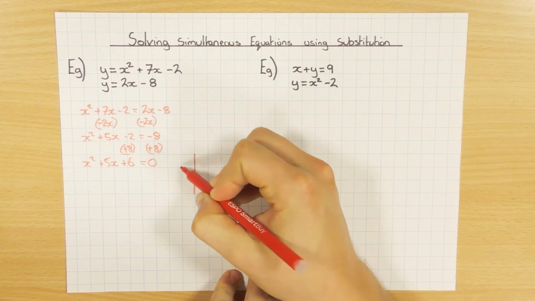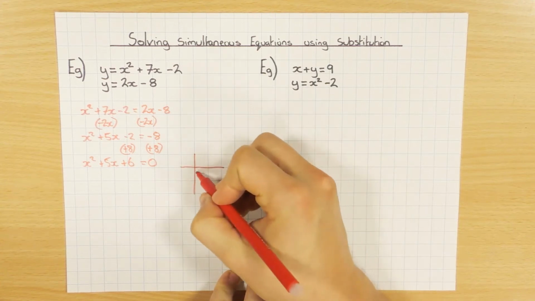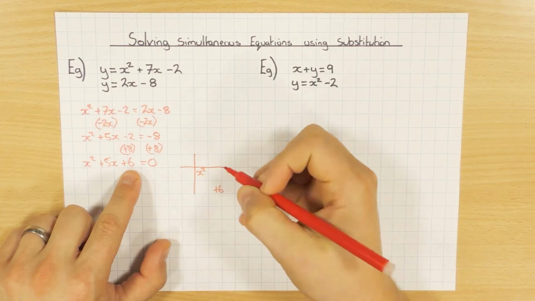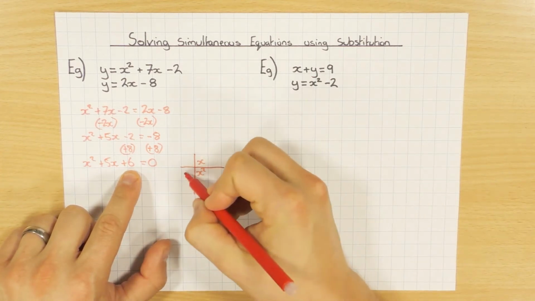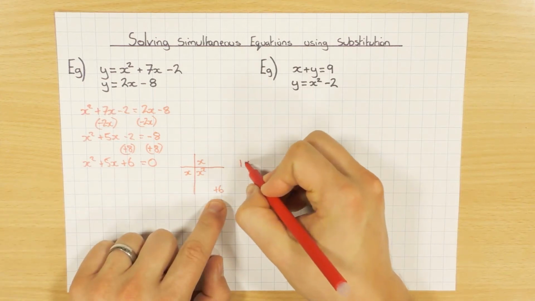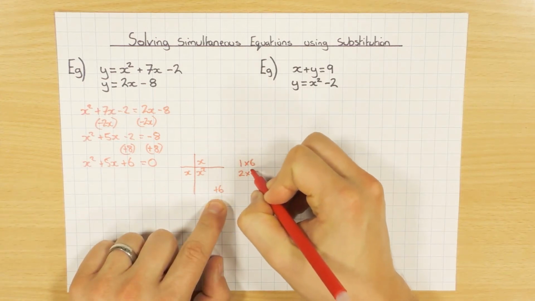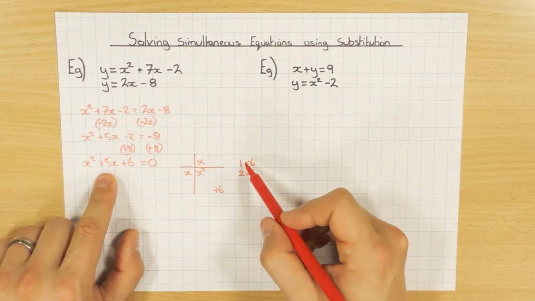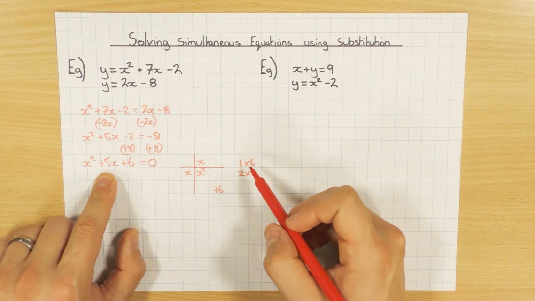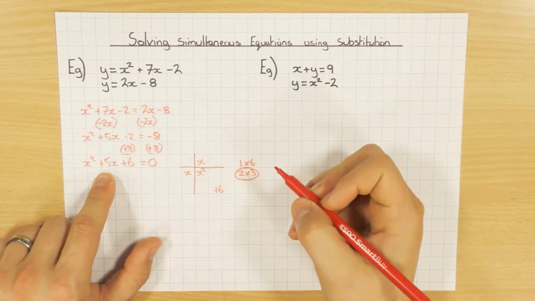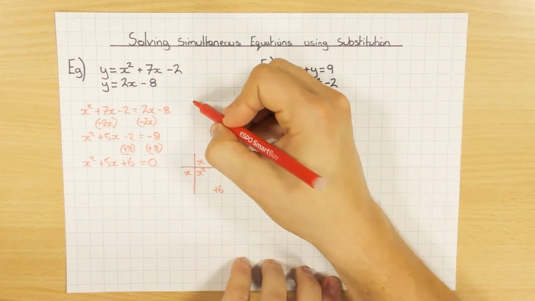So I'm going to draw my grid. And I put in my x squared and my 6, and x times x gets me the x squared. I need some numbers that multiply to get 6, so I've got 1 and 6, 2 and 3, and which one of these can I use to get a 5? Well, I can actually use both of them. Now, some of you might be able to spot straight away which one to use, which is going to be the 2 and the 3, but if you're unsure, best thing to do is actually just to try both.